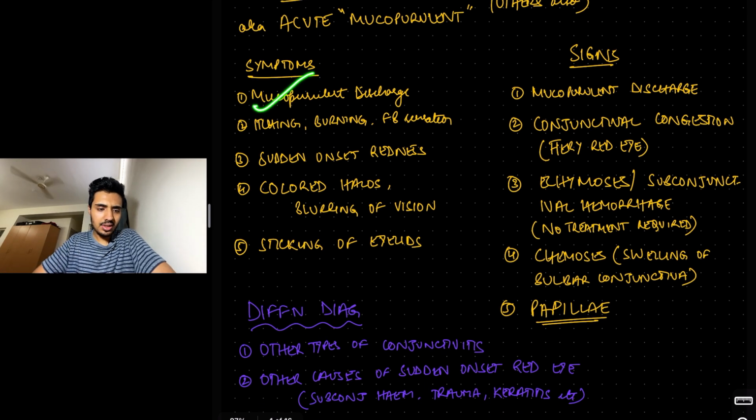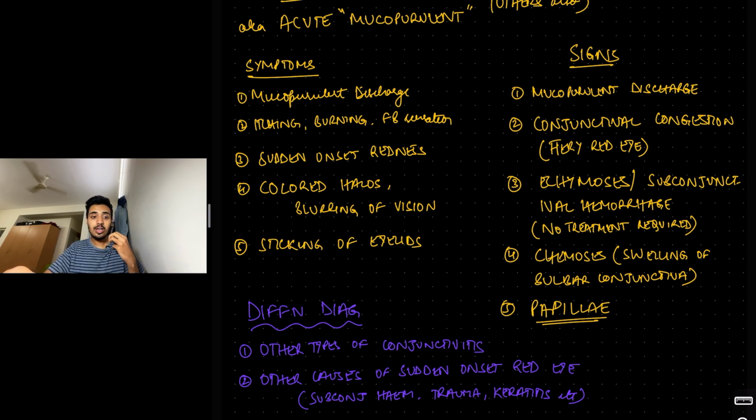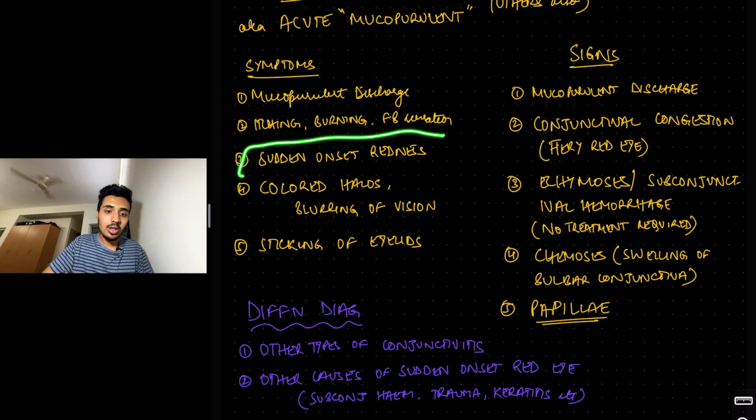Mucopurulent discharge. And see, some of these are common to all types of conjunctivitis, like itching sensation, burning sensation, foreign body sensation, and it is acute conjunctivitis, right? And as I told in the previous video, conjunctivitis is always accompanied by conjunctival congestion that causes redness of the eye. So sudden onset redness.